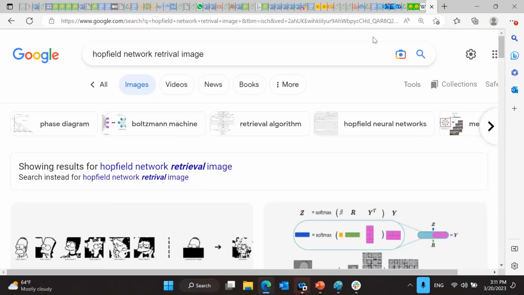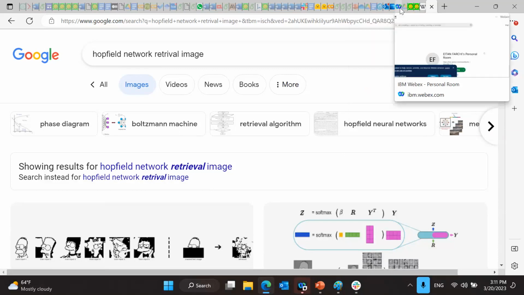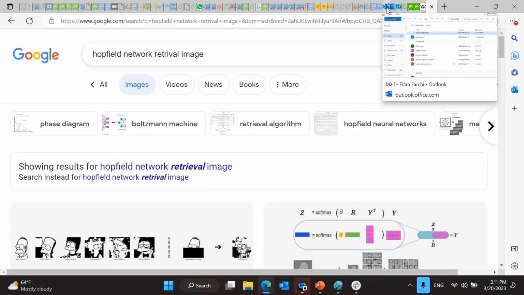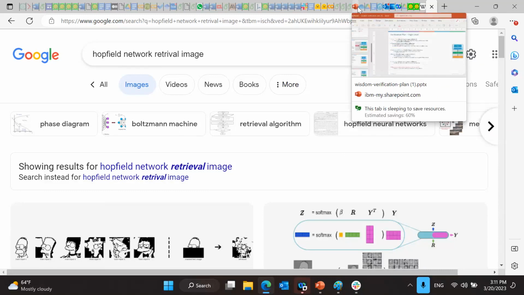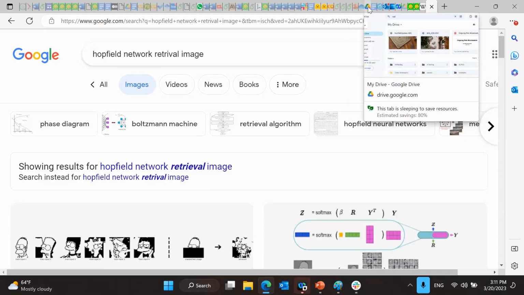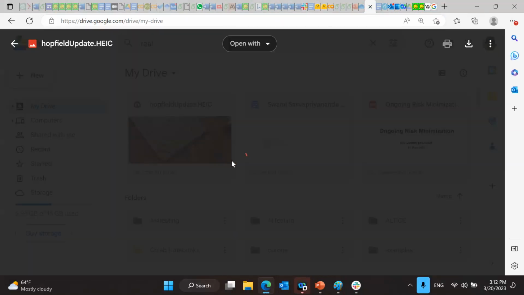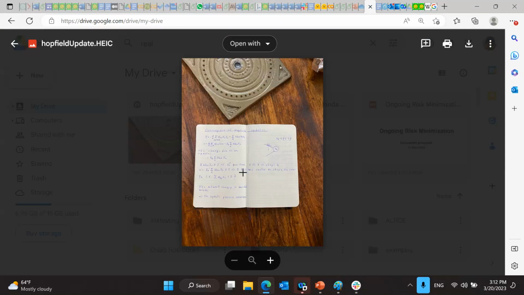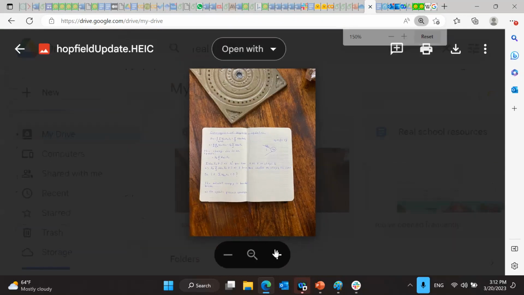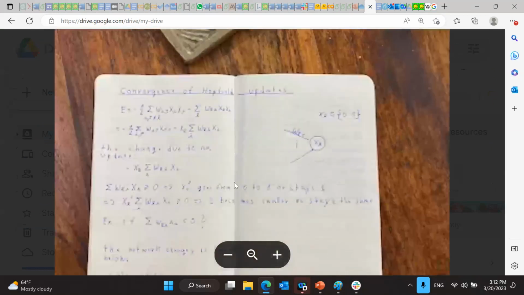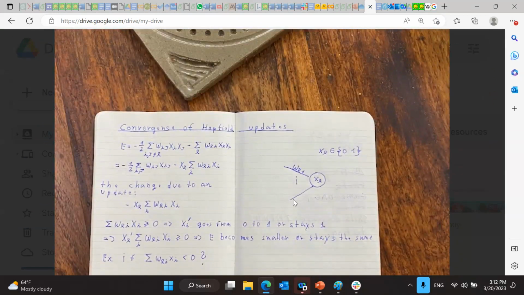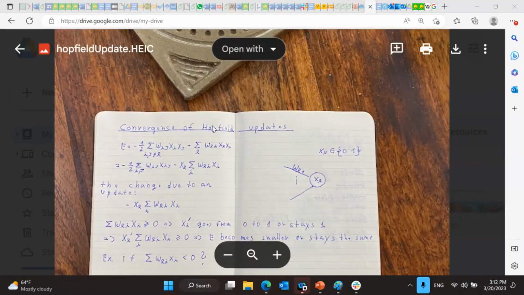I'm going to speak about the update of a Hopfield network, the classical Hopfield network. And let me open this. Okay. Can you see my slide, my screen? Yes. Great. Okay.